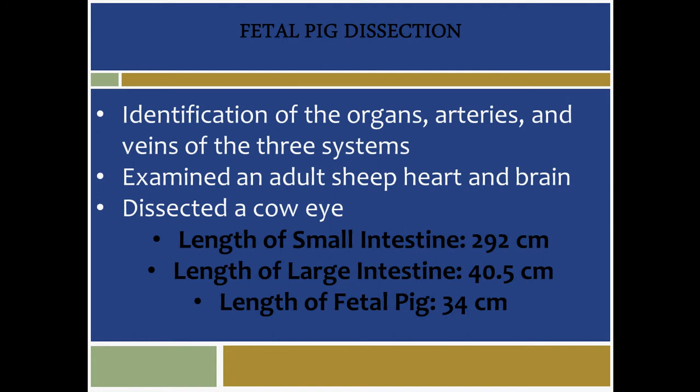The length of the intestines was measured and compared to the length of the pig. The ratio of length of the large intestine to pig length was 1.1, which is similar to that which was stated in Lab 5. The ratio of small intestine to pig length was 8.6 times as large.